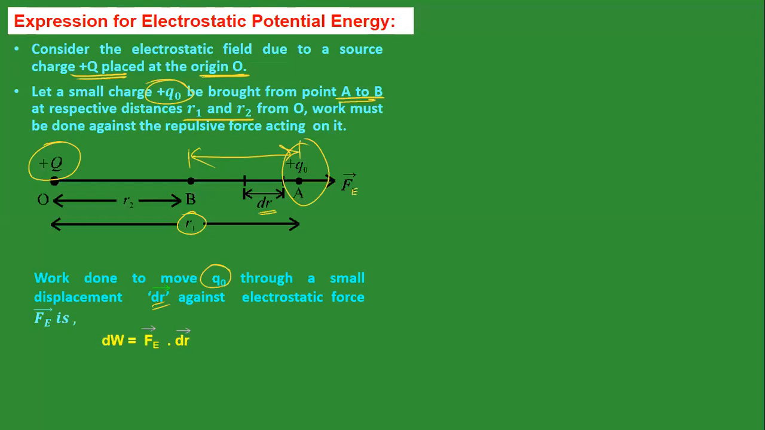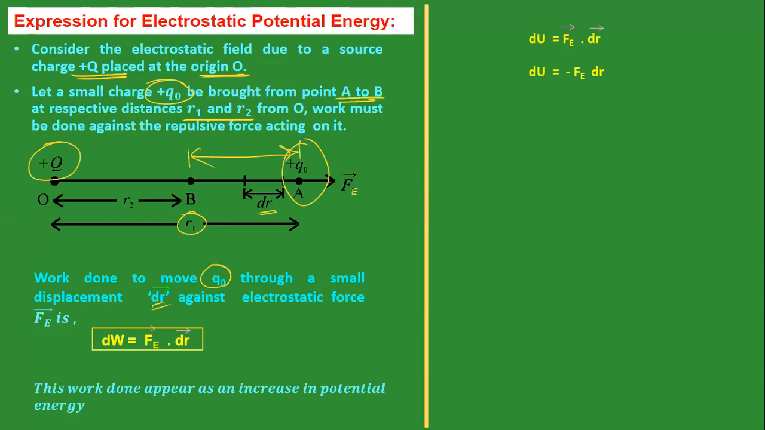So we get the formula: work done is equal to force into displacement. Force is the electrostatic force, and this is multiplied by displacement dr. Now this work done appears as an increase in potential energy, as we already discussed in the previous article. So work done appears as an increase in potential energy.